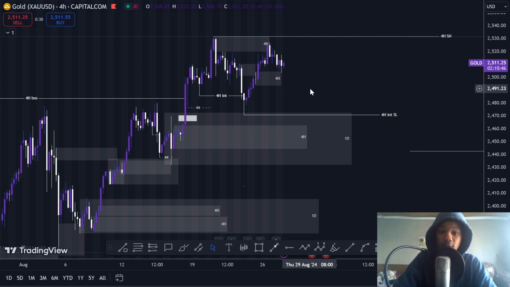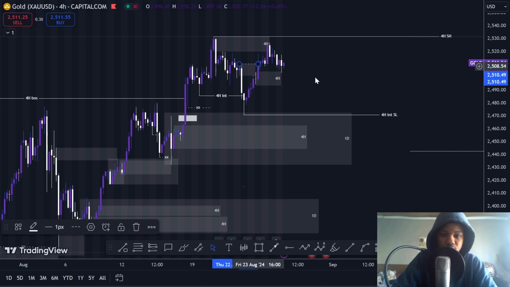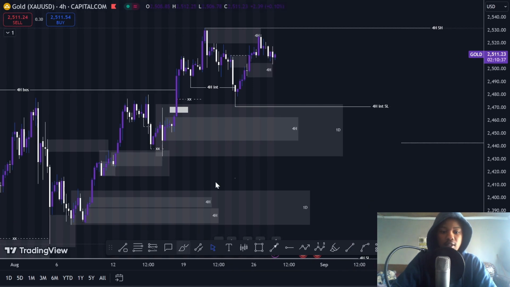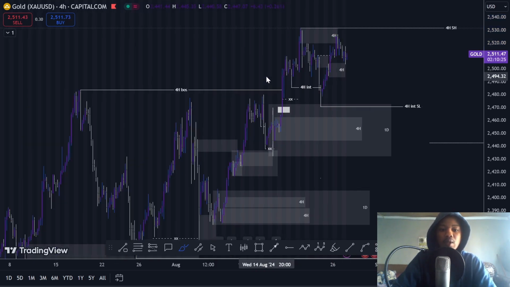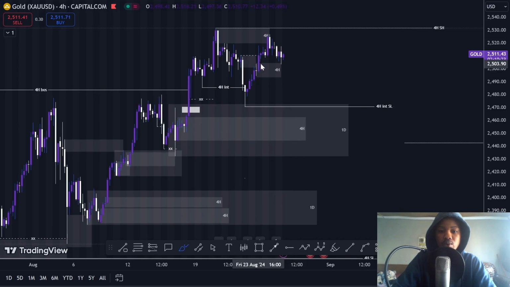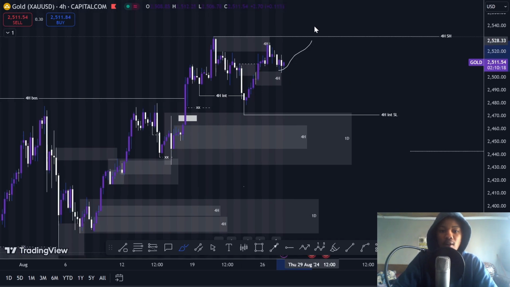I'm quite skeptical about it because price changed character here. This is the 4-hour change of character, and the area where price is at the moment is a reaction. This reaction may likely push price up, so I'm kind of waiting. So I'm just going to try to buy gold. Price is here right now, so I'll look for those buys and try to target the next internal high. So that's what I'm going to do.